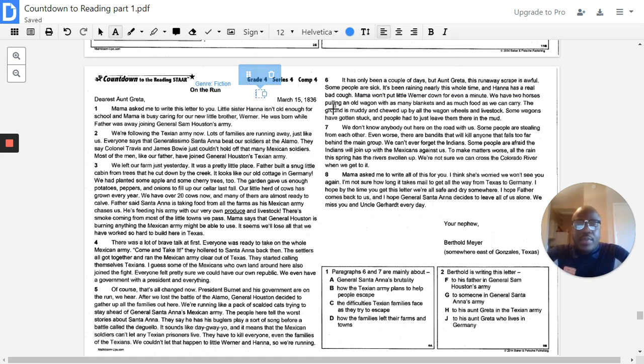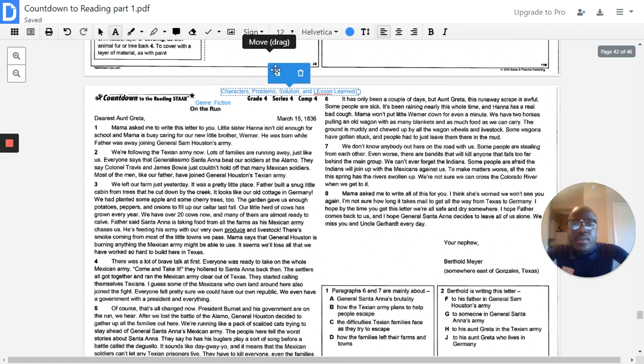And it's important that we write down our thinking jobs for fiction as well, just so that we remember them as we're reading through the text. So we have our characters, our problems, our solution, and our lesson learned. And remember, we're focused on characterization today, so the thing that we're going to constantly be referring to is our characters.